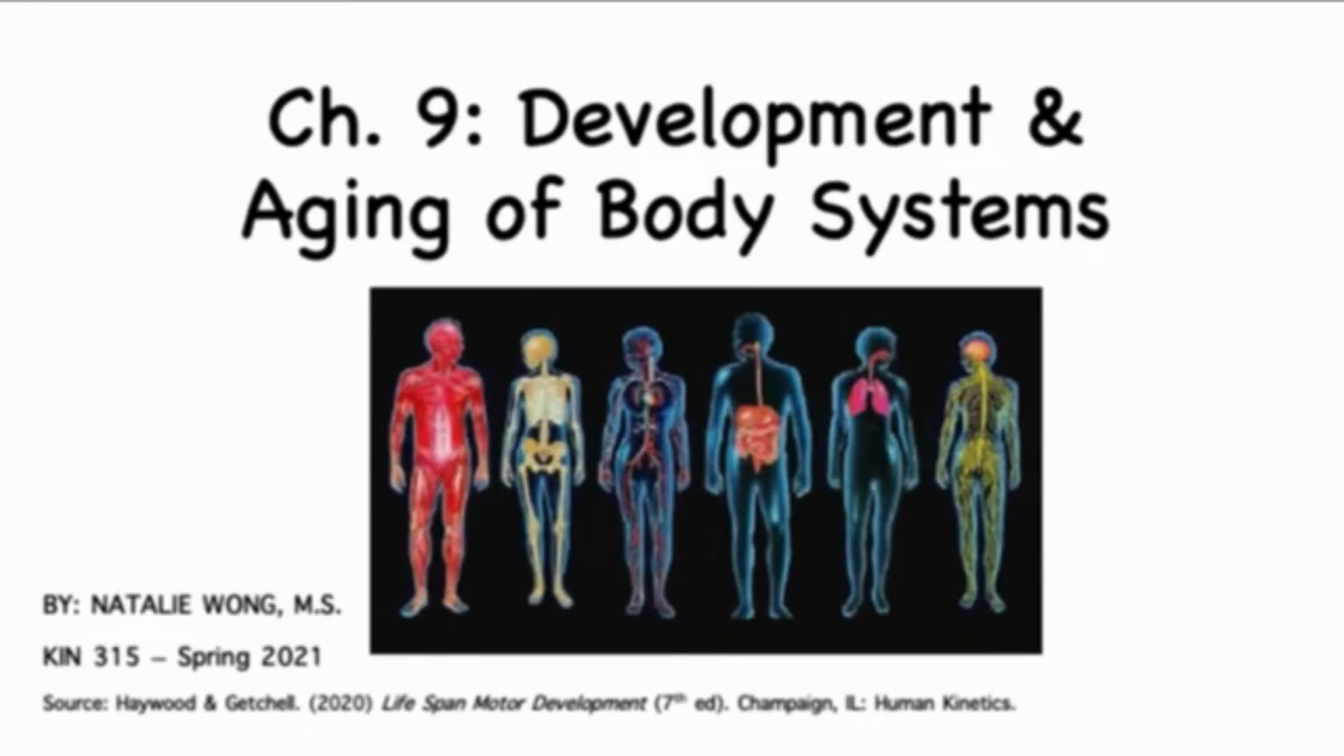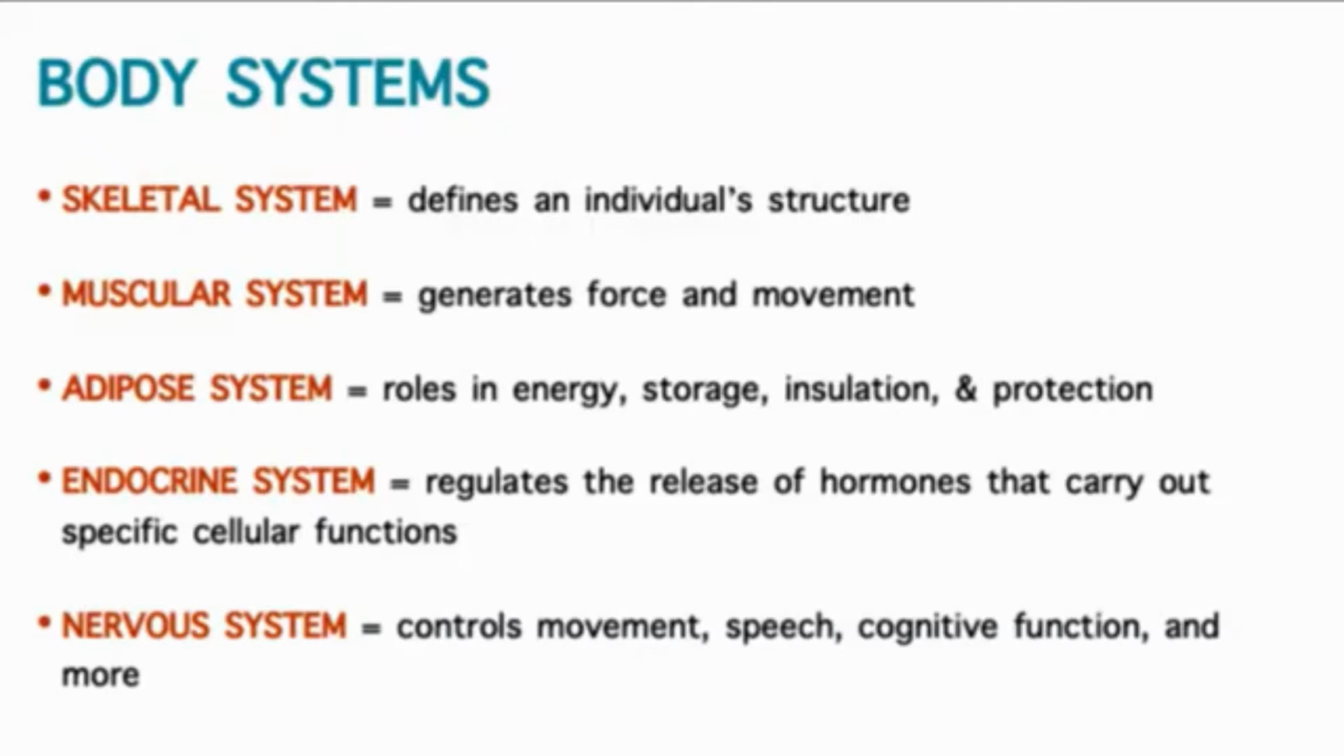So I think a great way to start off is by going through what each body system is responsible for in the whole body in its entirety. Most of these should sound familiar to you because of anatomy. But the skeletal system defines an individual's structure, right? So these are our bones that create a general outline of our body, right? And we get filler and shape from our muscular and adipose systems.